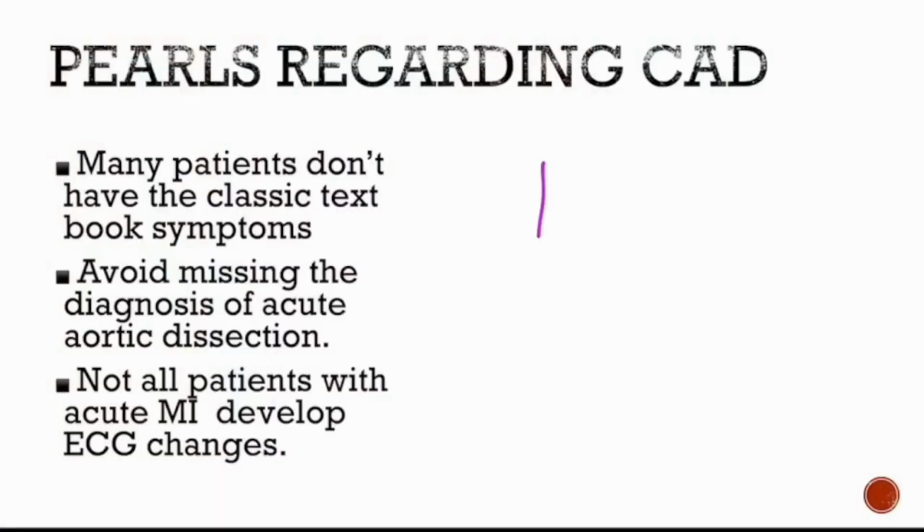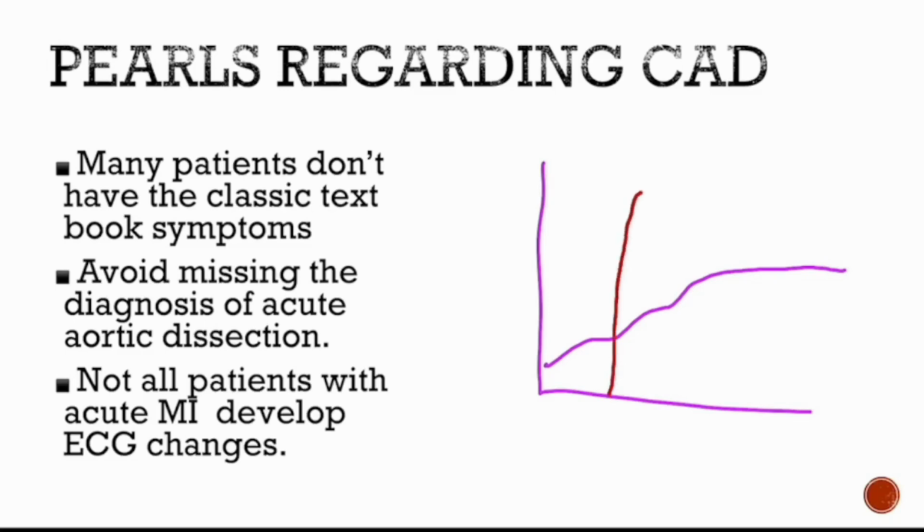We should not miss dissection. In dissection, the pain is maximum in the beginning. It is like a shearing pain. In coronary disease, the pain comes gradually and goes to the peak. In dissection, the pain is maximum in the beginning and then subsides. It is a tearing pain, and it is referred to the back, the interscapular region.